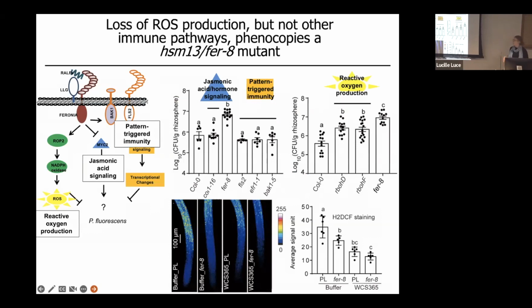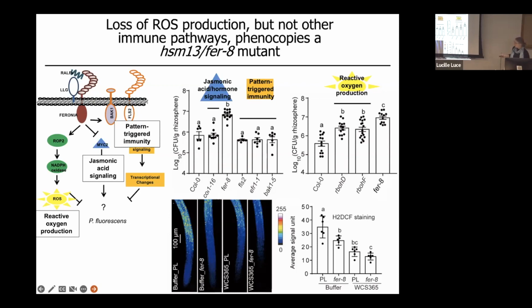to see if loss of any of these pathways affected rhizosphere Pseudomonas. And actually, we found that knocking out pattern-triggered immunity in single mutants does not affect rhizosphere Pseudomonas. We have now tested a BAK1, BKK1, SERK1 triple mutant, and you get a very slight increase, but it still doesn't explain the FERONIA phenotype. Jasmonic acid signaling has no effect. It was actually only when we tested RBOH D and F, which are involved in reactive oxygen production, that we saw an increase in Pseudomonas that's starting to reach the level of the FERONIA mutants.